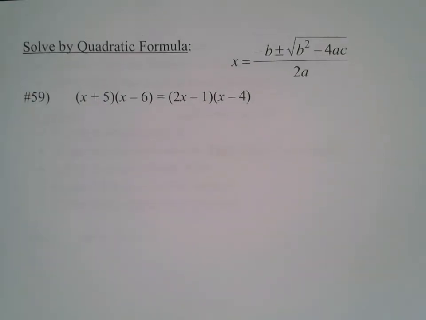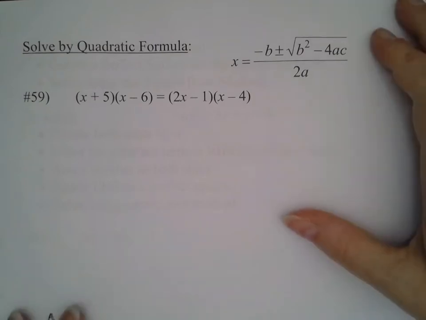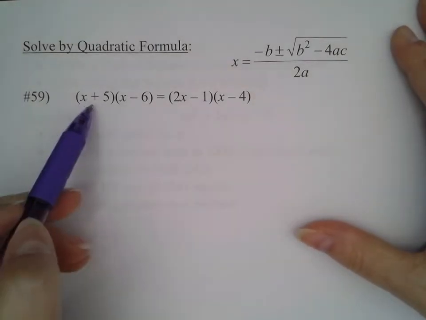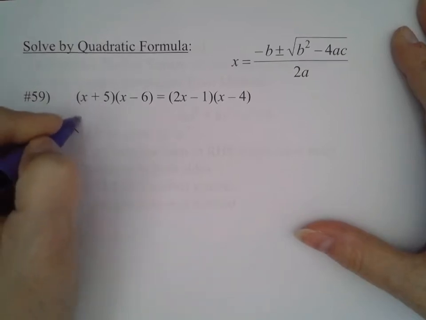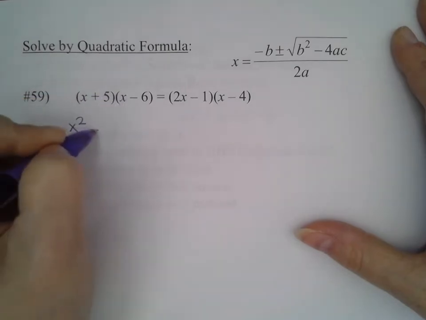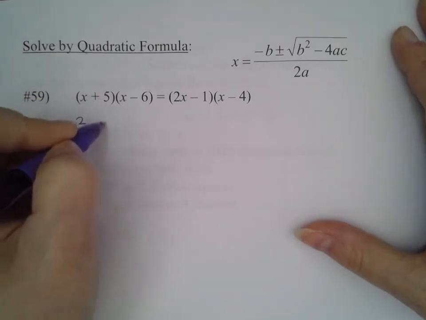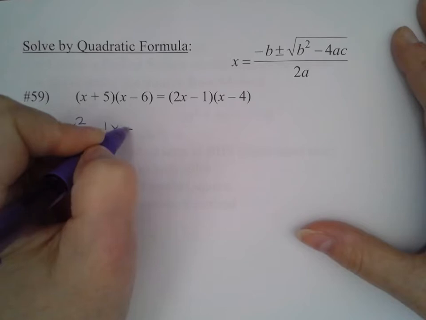All right, let's try the quadratic formula. This is number 59 from your book. This one's a kind of a crazy one because it's not organized the way we were used to, so we need to do that work up front, which is not too bad. We can do that. So we would want to FOIL these together. I'd have a minus 6x and a positive 5x, so that's going to be minus 1x, minus 30.